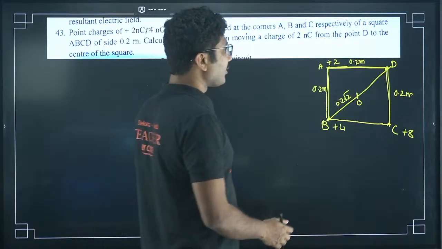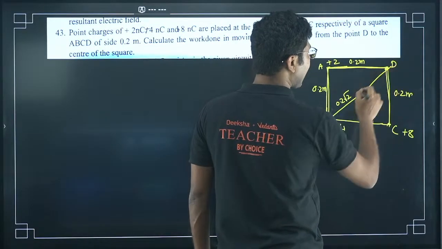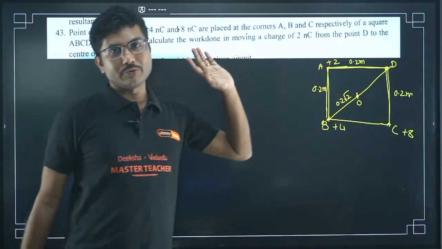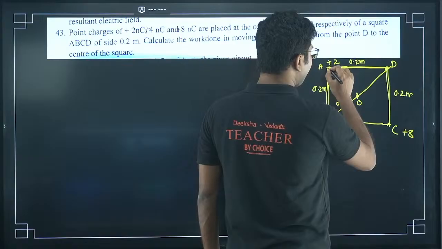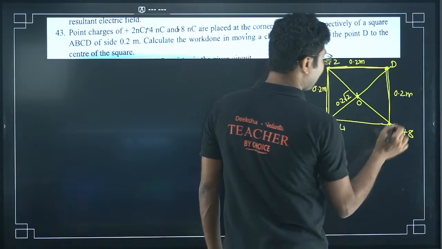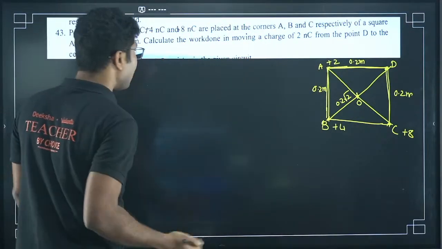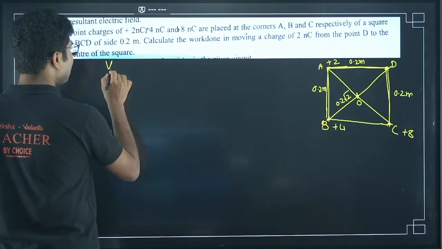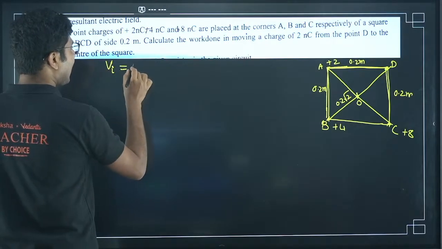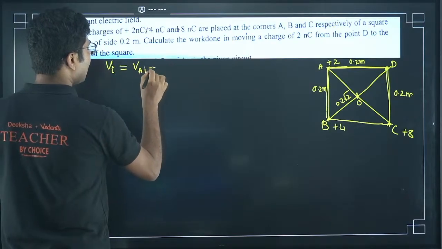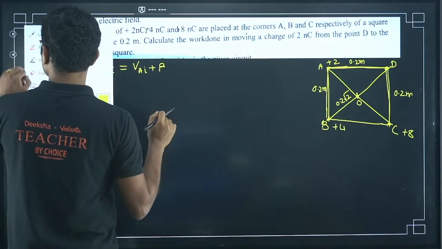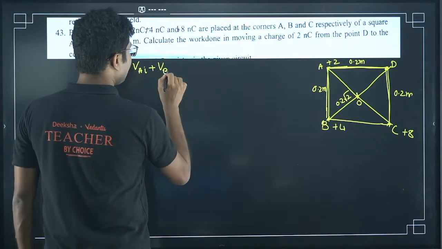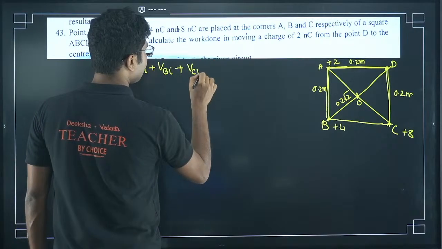Okay. Now for this, what we have to do? We have to find potential at point D and potential at point O, and then find the difference between them. Final minus initial will be the work done. Now for that, we have to calculate potential due to all the charges. Potential is a scalar quantity, by the way. So you just simply have to calculate and add these. So first we will calculate the initial potential, say V_I. V_I is basically V_AI plus V_BI plus V_CI. That means initial position and all three charges, right?